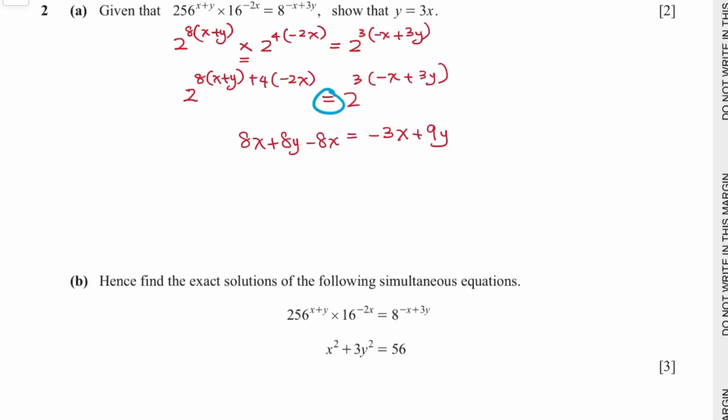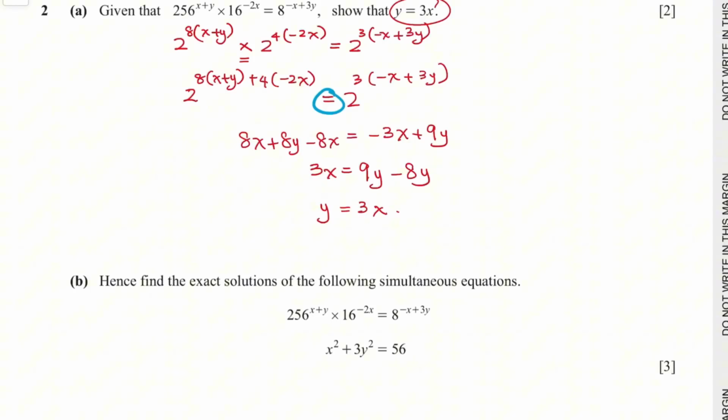You can just rewrite this to get to what the question is asking you to show. You have to check to make sure that you are getting to the same point. At this part, you are having 3x is equal to 9y minus 8y. I think I can see that it's going to be y equals to 3x. Proven, right? Oh, shown. It's done.